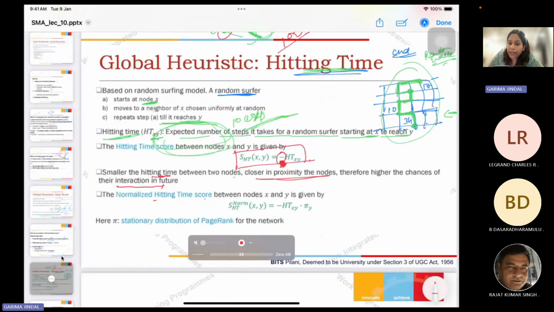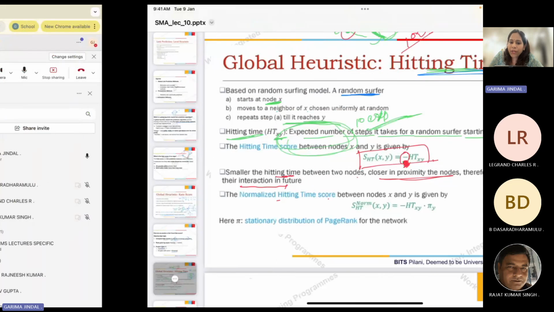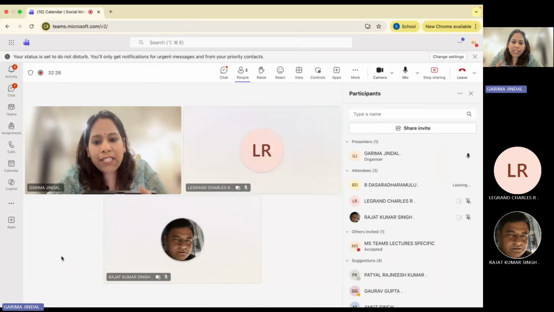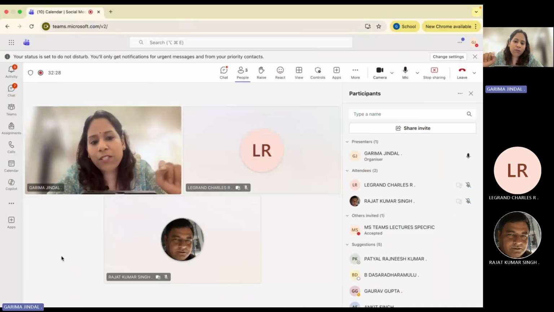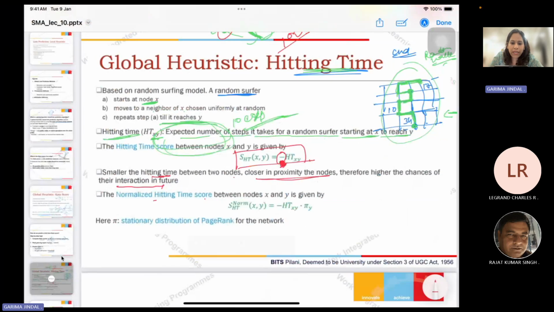Okay, so the correct answer is eigencentrality. Eigencentrality is based on your random walk. Actually, in betweenness, we do consider the paths, but those were the shortest paths. We considered the shortest paths between the pair of nodes. So that's why that was not a random walk.